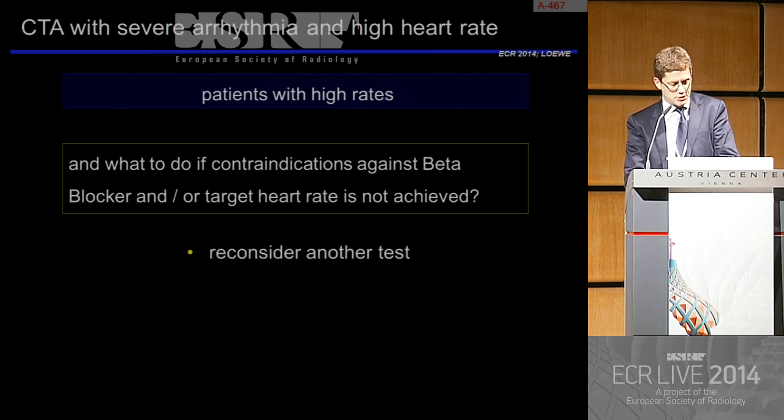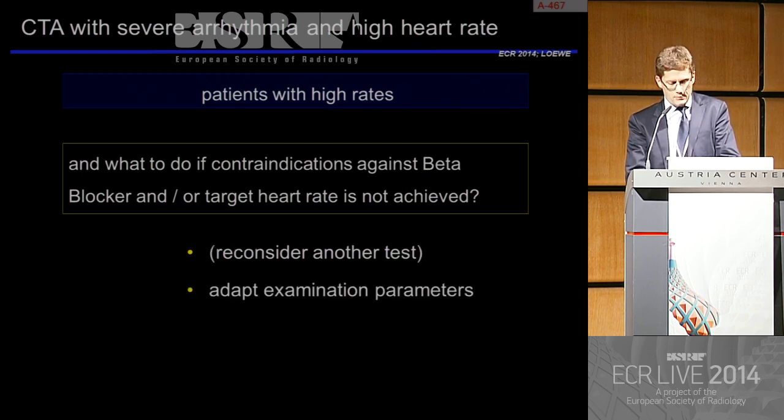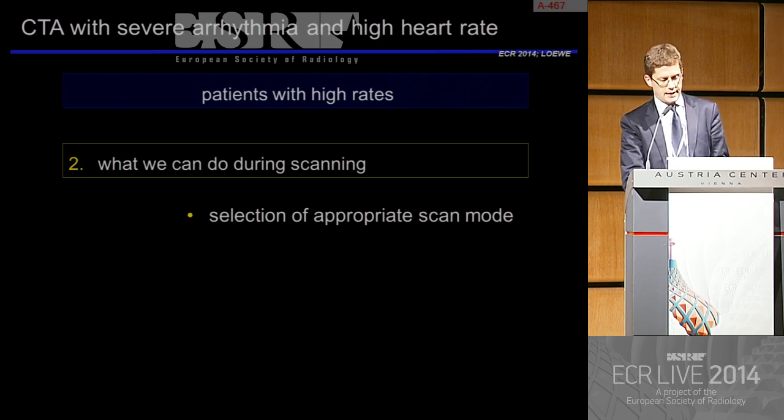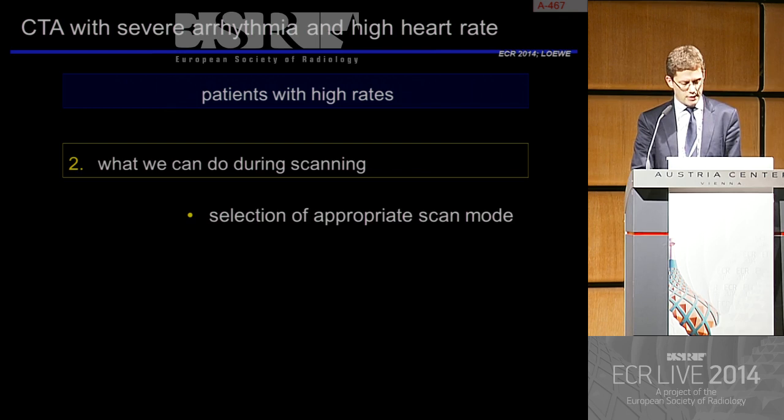So we have situations where we should scan patients with high heart rates. Of course, we can again reconsider another test. We can again send the patient back to cardiology, but what we should do in such a situation is adapt the examination parameters. And this is exactly what we can do during scanning if we are confronted with a patient suffering from high heart rates.